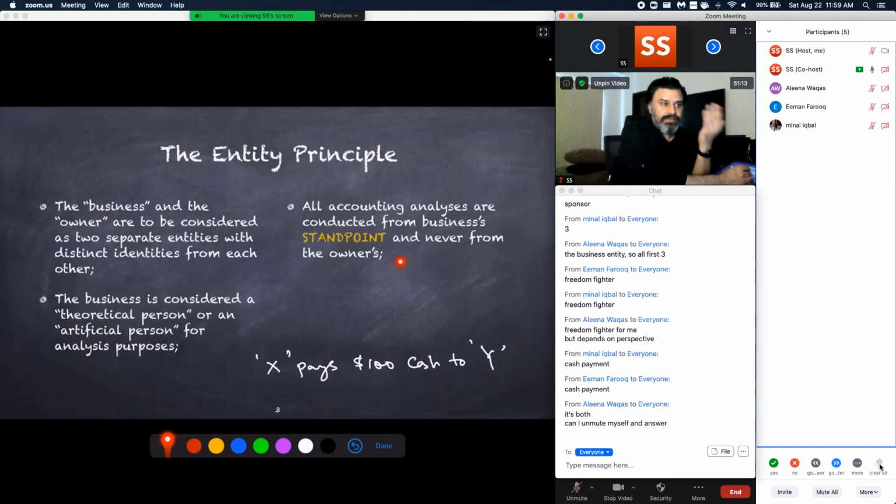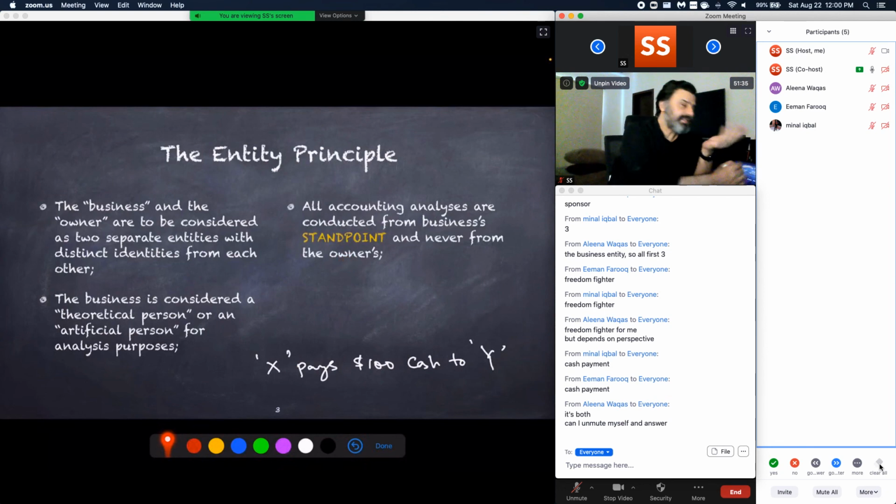So हमेशा business entity की evaluation होनी है, तो हम सिर्फ business entity से related transactions को analyze करना चाहते हैं. So if we want to analyze only business relevant transactions, we have to choose the business standpoint. Owners may be involved in other transactions which have nothing to do with business. So naturally, we can't really keep the owner's perspective in this regard.